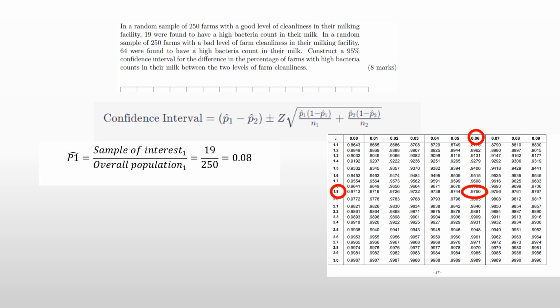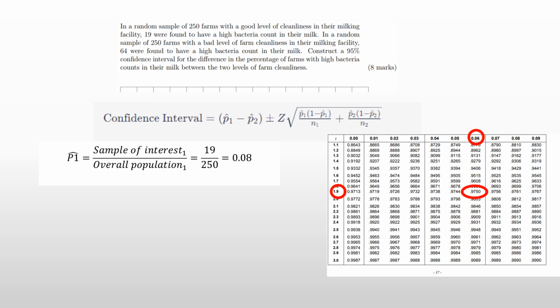So P hat, like we did before, is the sample of interest. In this case, we are calling P1 the population number 1, the one that they introduced first, the 250 farms that had a good level of cleanliness. Of those, 19, that's the sample of interest, had a high bacteria count. So you have 19 over the total, which was 250. So 19 over 250, you get 0.08, right? So that's P hat 1.